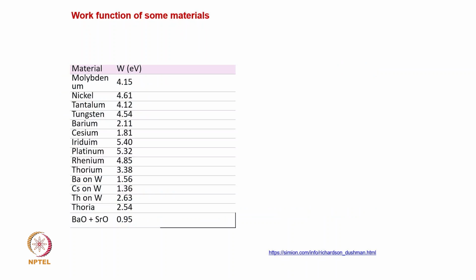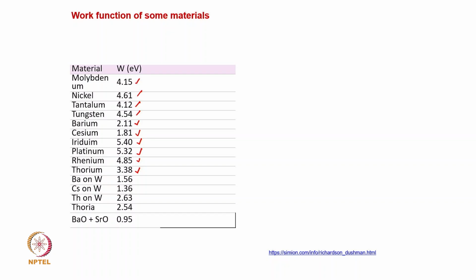Now, let me tell you the work function of some typical materials. Molybdenum is 4.15 electron volt, not very low. Similarly nickel, tantalum, and tungsten is again 4.54 electron volt, which is a popular material. Some materials like barium have lower work function, cesium has slightly lower work function, iridium is again high, platinum is higher, rhenium is higher, close to 5 electron volt, and thorium is slightly less, 3.38 electron volt.